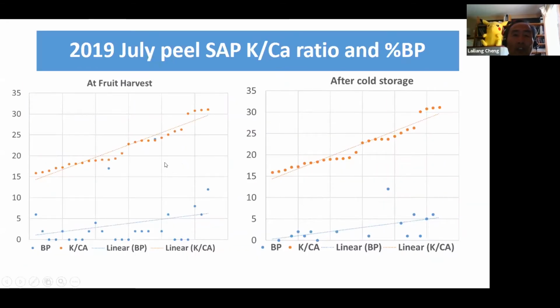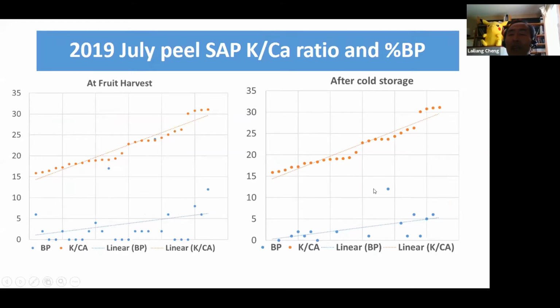And I just want to show you the 2019 bitter pit data in relation to the pure sap analysis data collected in July of 2019. As you can see here, the pure sap potassium to calcium ratio, we ranked all the blocks from the lowest, around 16, all the way to 31. At fruit harvest, bitter pit incidence increases corresponding to the ranking, not perfectly, but we saw this trend.